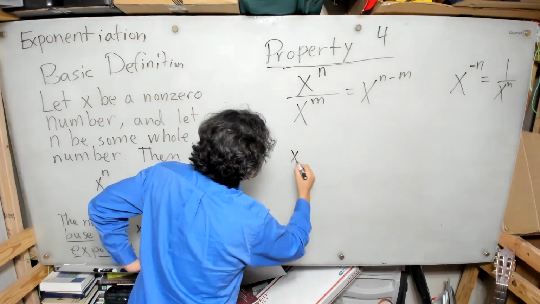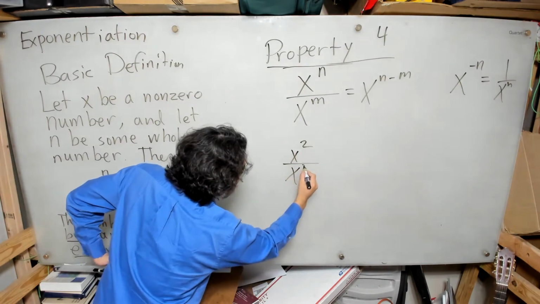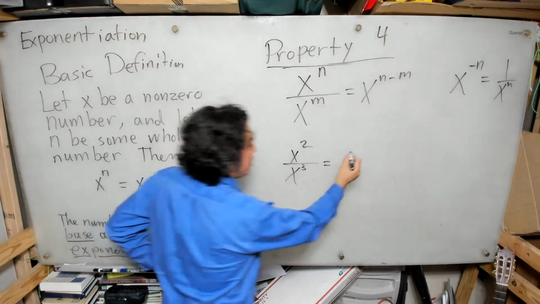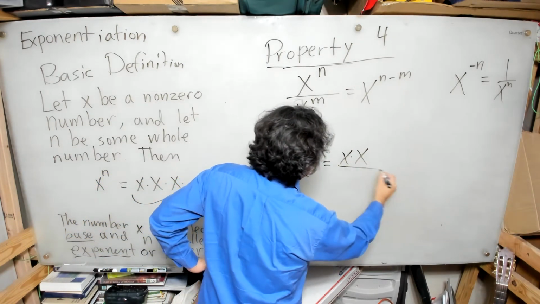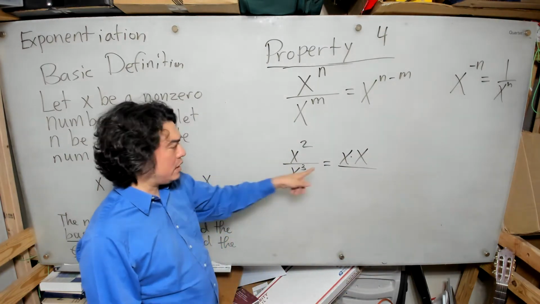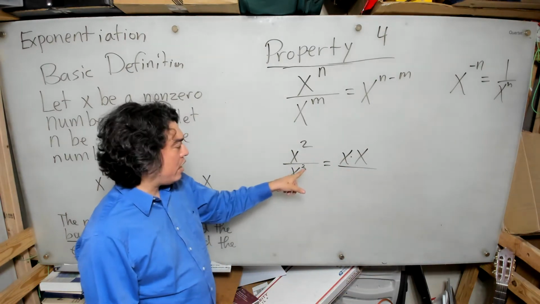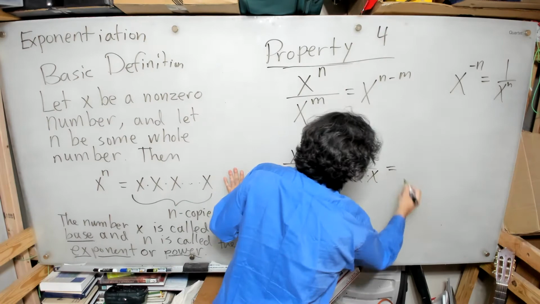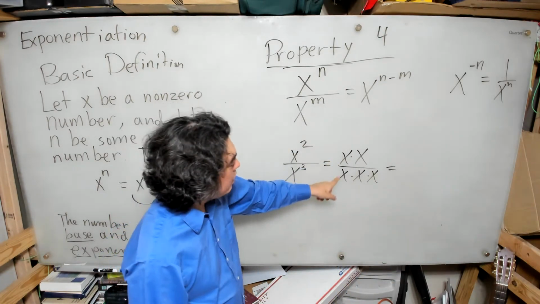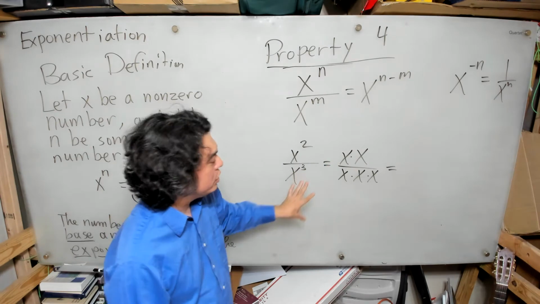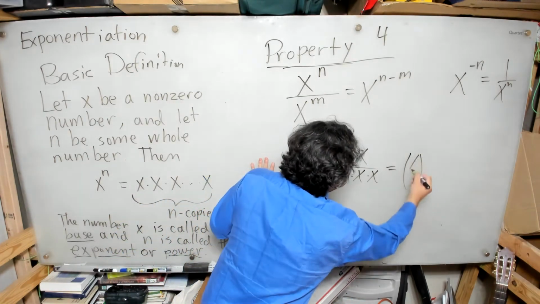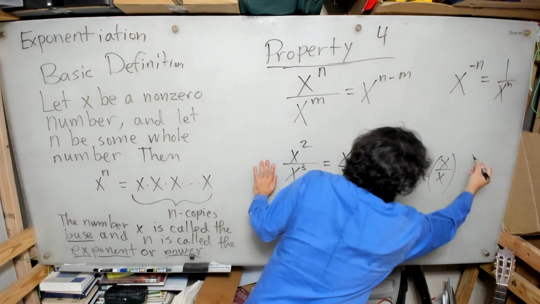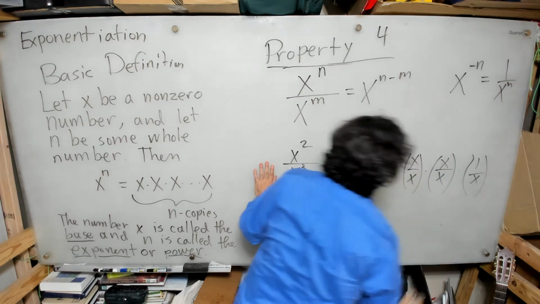So if I try x squared divided by x cubed, you can see, aha, what is x squared? That would be x times x, right? Because it would be 2 copies of x being multiplied together. And what is x cubed? It's 3 copies of x being multiplied together. So it's x times x times x, okay? Now, if I were to look at this as fractions, I could see this as x over x times x over x times 1 over x being multiplied together.